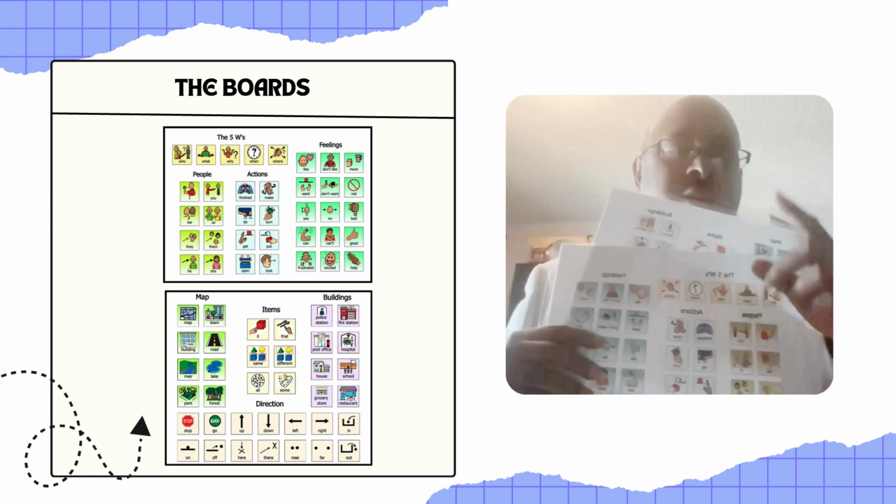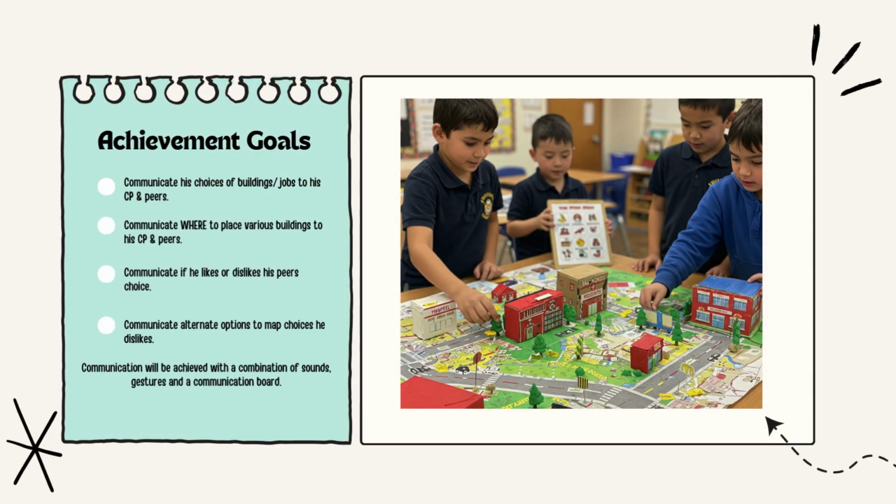Now let's get back to the dulcet tones of Ralph the AI. Clayton's achievement goals will be to communicate his choices of buildings and jobs to his CP and peers.